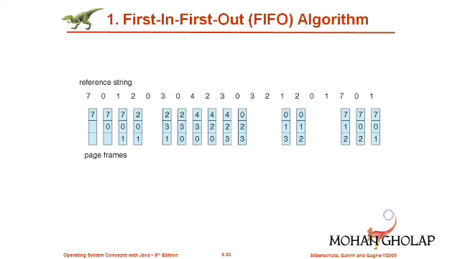So the first page replacement algorithm is first in first out, that is the FIFO algorithm. As the name itself indicates, first in first out means the page which entered first is the one which is going to be removed first. So that is first in first out, already you are aware of this.